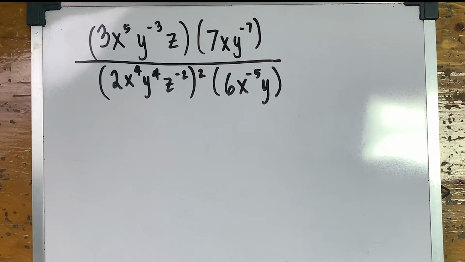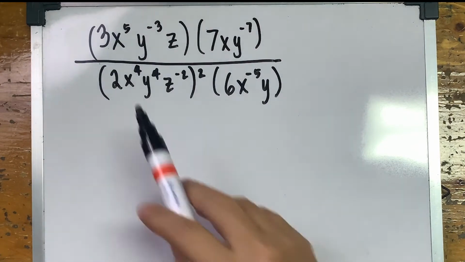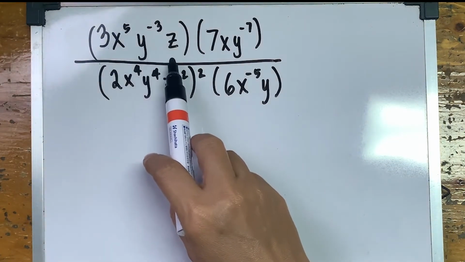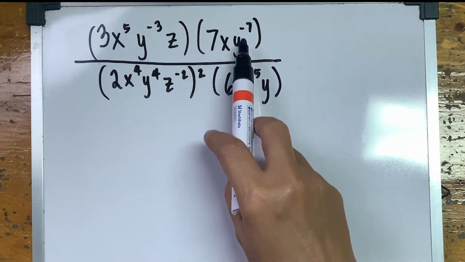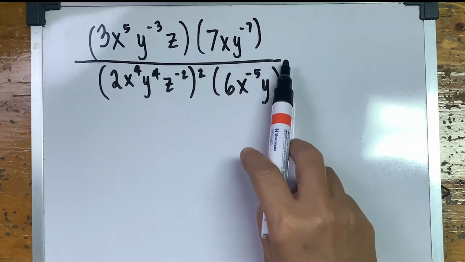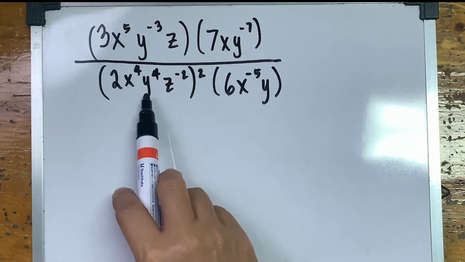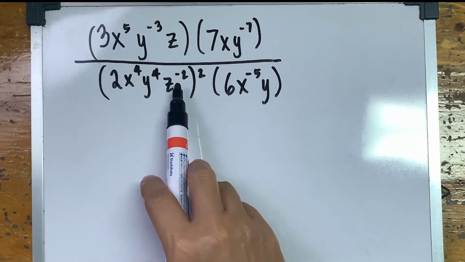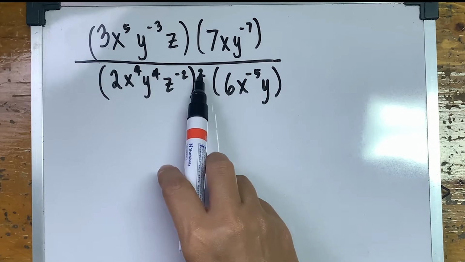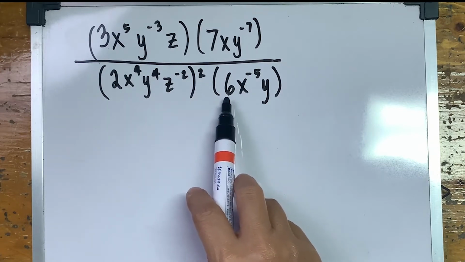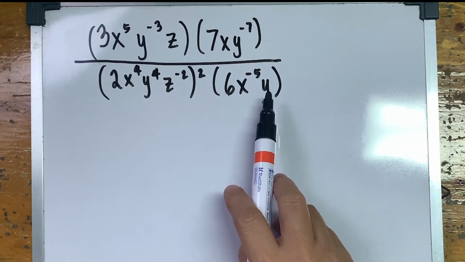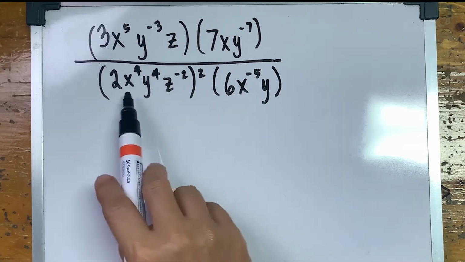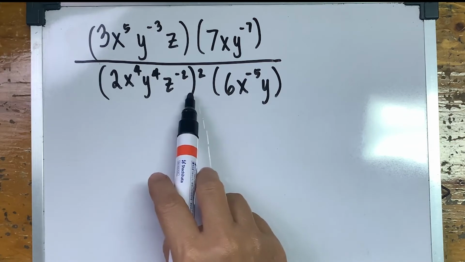So, let's jump in. If we have the quantity 3x to the fifth, y to the negative 3, z, multiplied by the quantity 7x y to the negative 7, divided by 2x to the fourth y to the fourth z to the negative 2, this whole quantity raised to 2, and multiplied by 6x to the negative 5 y. Okay, first let's work on this one, the power rule.